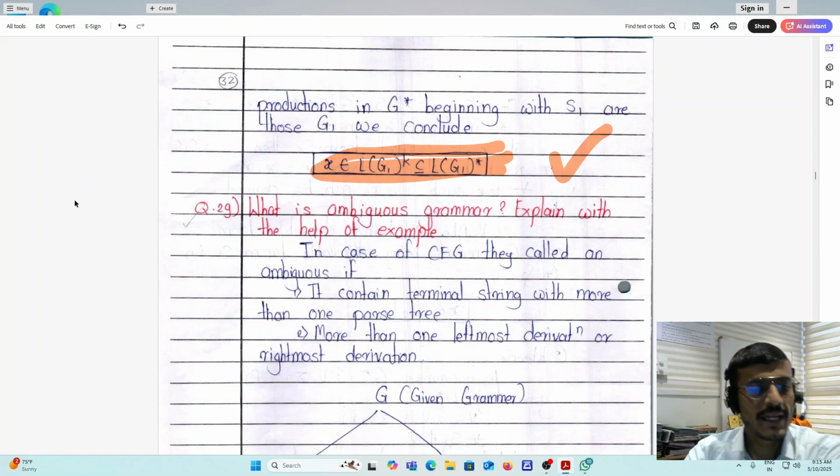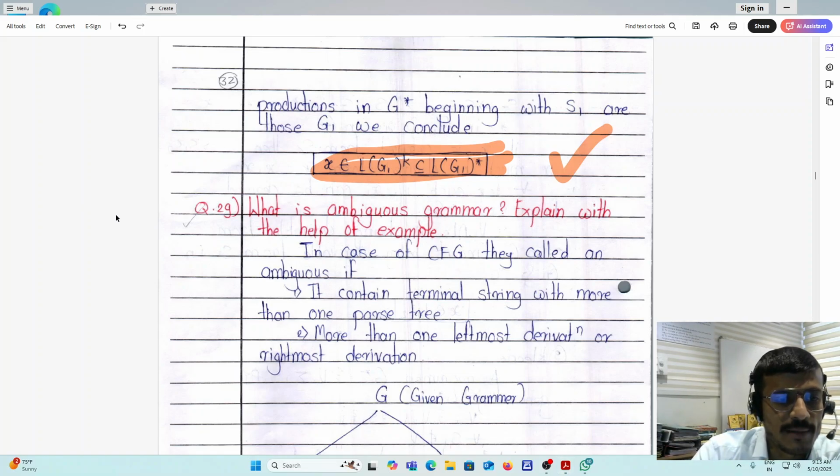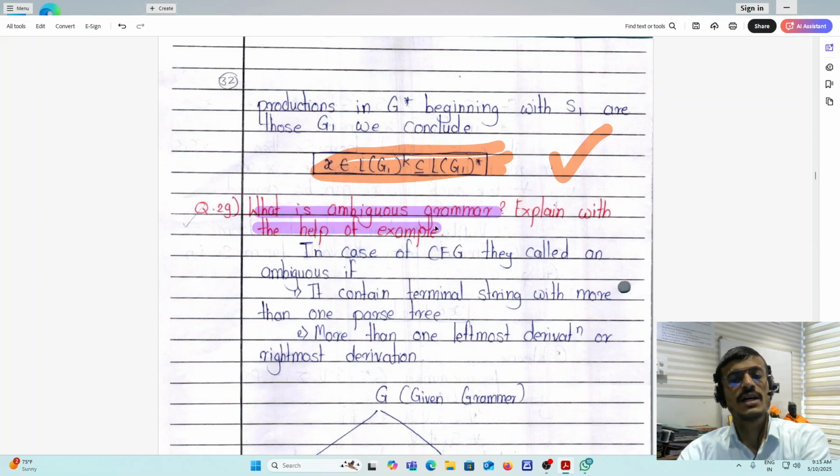Okay, now take the next question. Ambiguous grammar. What is meant by ambiguity, or it is also called impurity? Ambiguous grammar, explain with an example. Ambiguity is nothing but impurity. A given grammar is said to be ambiguous if that grammar derives more than one tree for the given set of productions. Then it is called an ambiguous grammar, and the trees are called ambiguous trees.